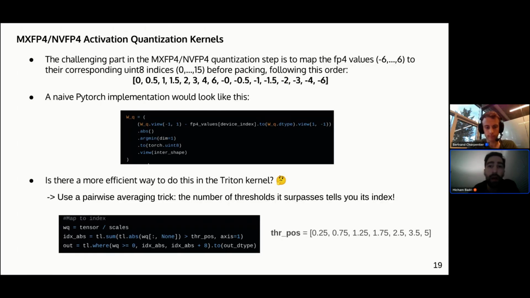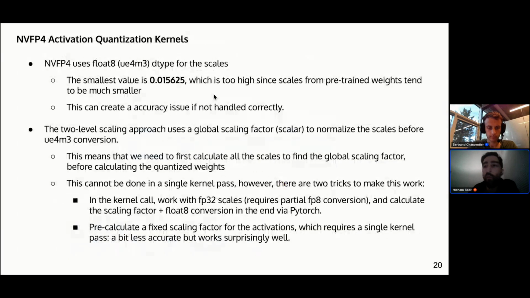All right, I'm going to speed run this because we only have 10 minutes left. So, MXFP4 activation quantization. It's very similar to MXFP4. The only issue is that the smallest value that we can represent for MXFP4 is actually 0.015625, and that's way too large for small scales. So this is the problem I mentioned before. I said that MXFP4 also has a problem.